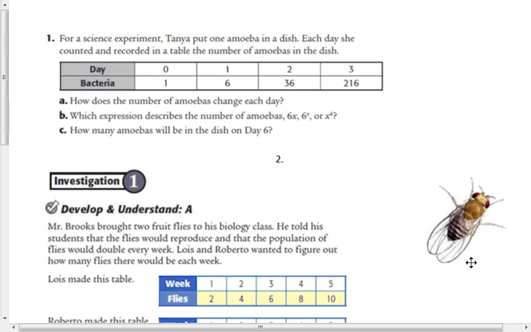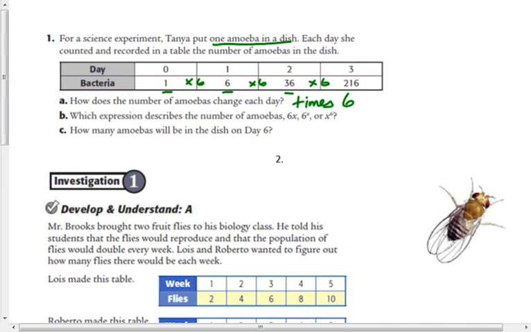And that's this problem right here with the bacteria. It says, for a science experiment, Tanya puts 1 amoeba in a dish, 1 amoeba. Each day she counted and recorded in a table the number of amoebas in the dish. So day 0, 1, so she started with 1, day 1, 6, day 2, 36, and so on. How does the number of amoebas change each day? Well, I know 6 times 6 is 36, and 1 times 6 is 6, and 36 times 6, I'm going to guess, is 216. So we are multiplying by 6. So the bacteria is multiplying by 6 each day.